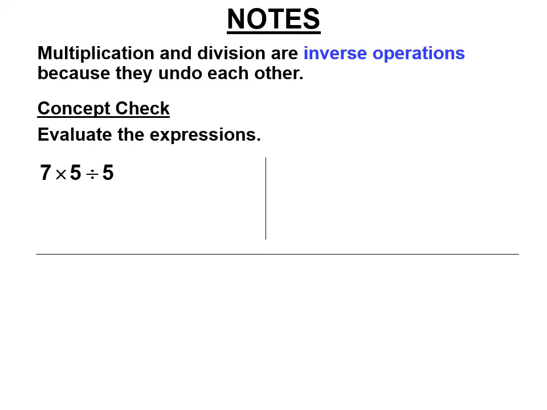So in the last lesson, we learned that adding and subtracting were inverse operations. Now it's multiplying and dividing. So let's see that. 7 times 5 is 35. 35 divided by 5, right back to 7. That's because multiplying by 5 and dividing by 5 are inverse operations. They undo each other. They cancel each other out.